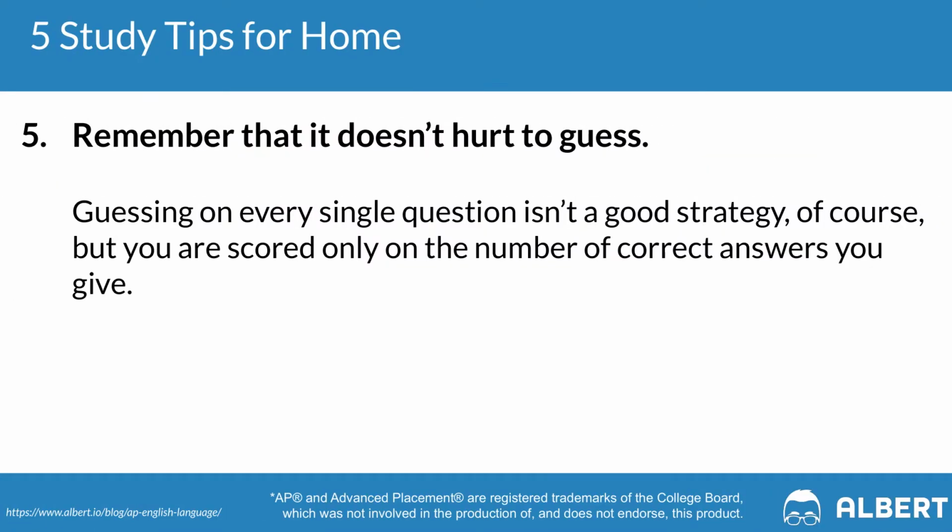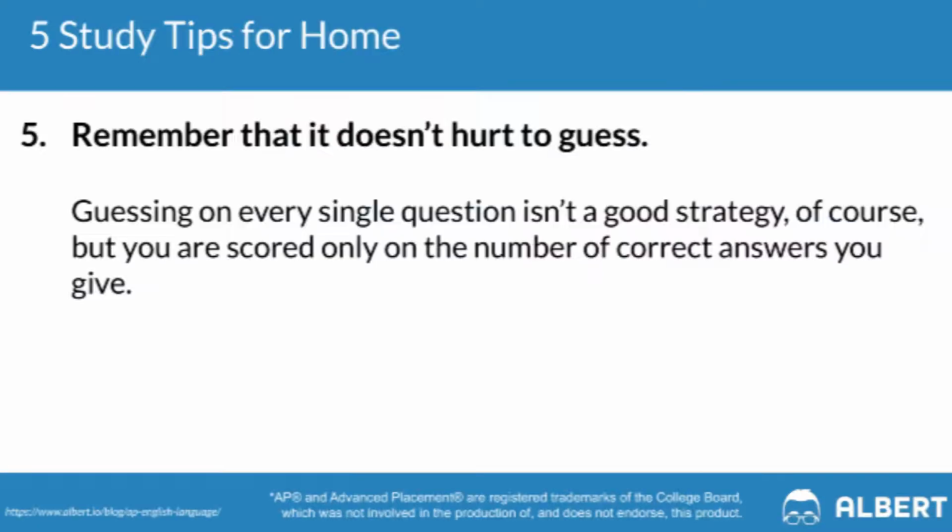Tip number 5 when it comes to AP English language multiple choice question tips is to make sure that you put in a guess for every single question. You have to remember that you don't lose points for getting questions wrong in the multiple choice section, so it always makes sense for you to put something down so that you at least have a shot at scoring points for that particular question. All right, those were 5 quick AP multiple choice question tips for English language.